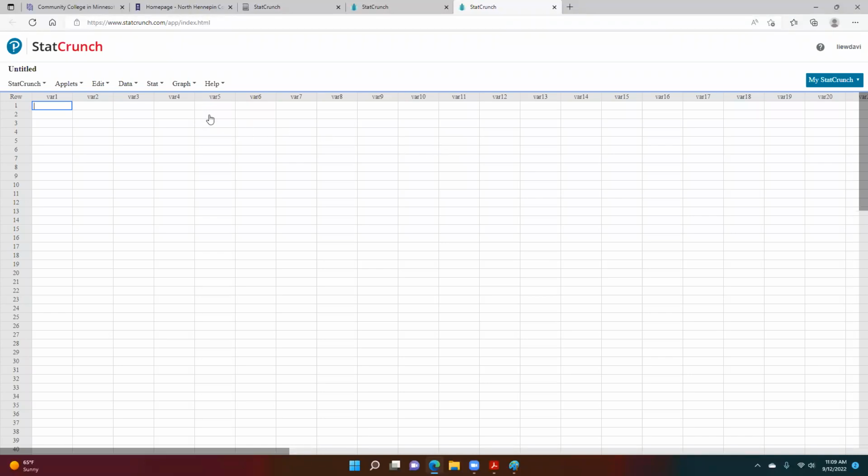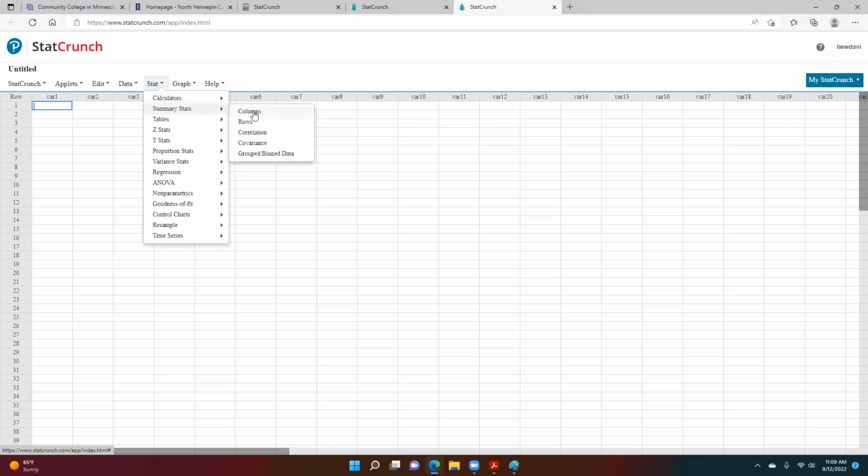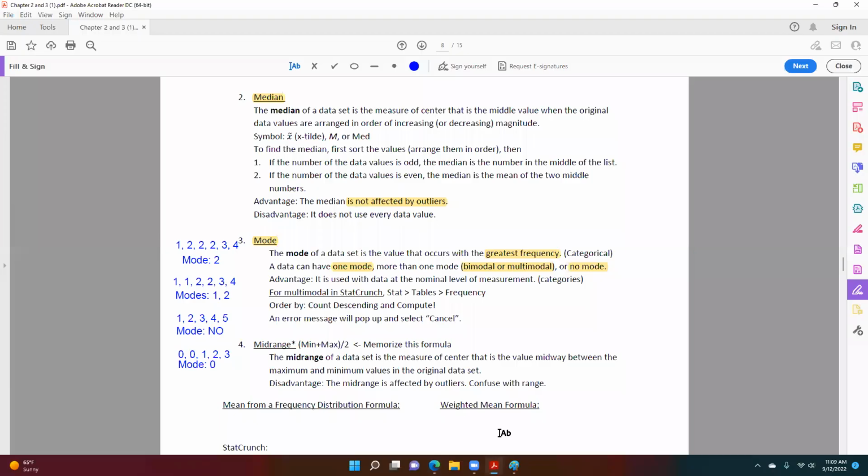So in order for us to find the mean, median, and mode, you go to Stat, Summary Stats, and Column. Unfortunately, when you do it this way, for the mode, they are only able to find one mode. That means if you only have one mode, they will tell you that mode. But if you have multimodal or bimodal answers, they won't tell you what the answers are. They'll just tell you it's a multiple mode.